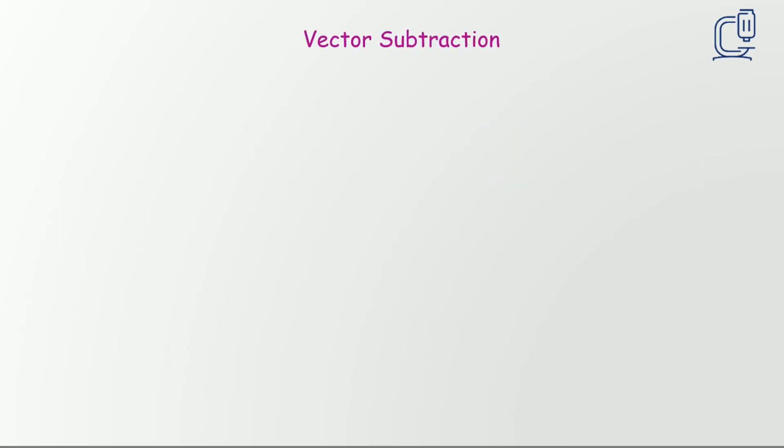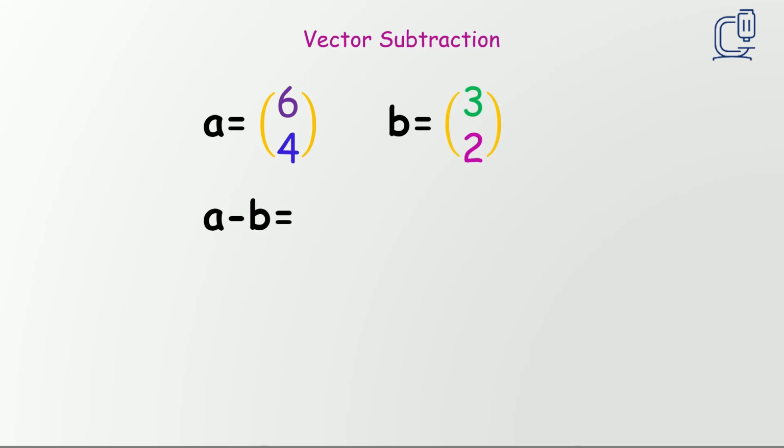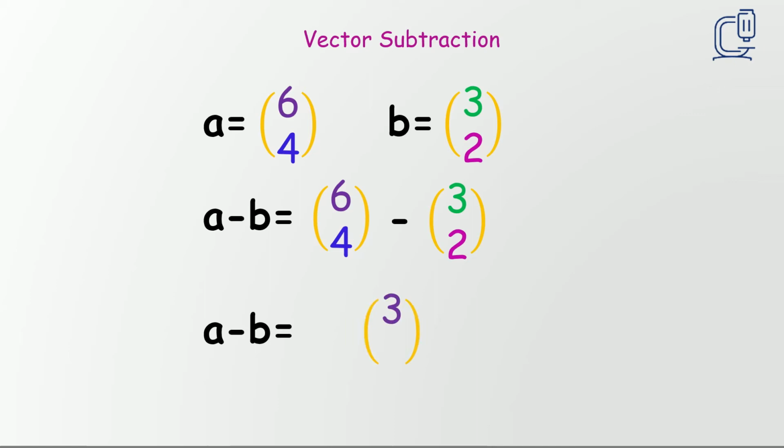Let's try another example. Vector A has a column vector of 6 and 4, and B has a column vector of 3 and 2. A minus B is equal to 6 and 4 minus 3 and 2. So to calculate vector A minus B, we subtract the x components, the top numbers, so 6 minus 3, which gives us 3, and then the y components, the bottom numbers, 4 minus 2, which gives us 2, giving a resultant vector answer of 3 and 2.